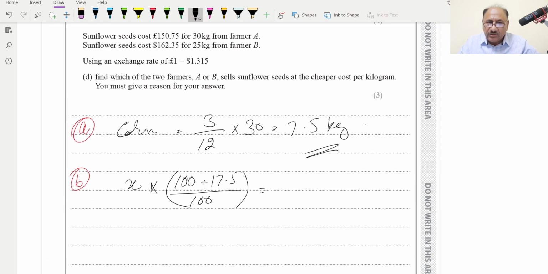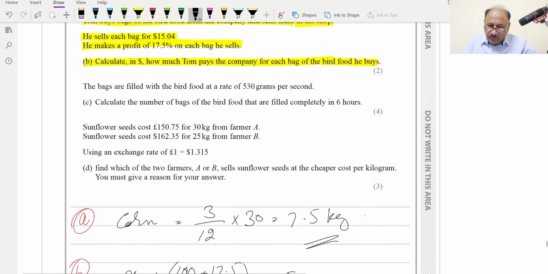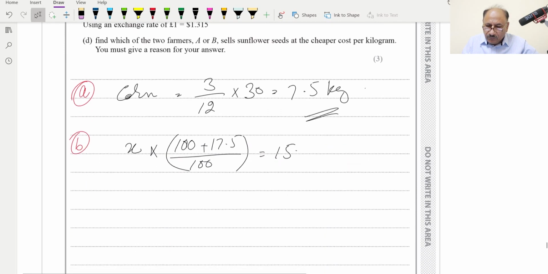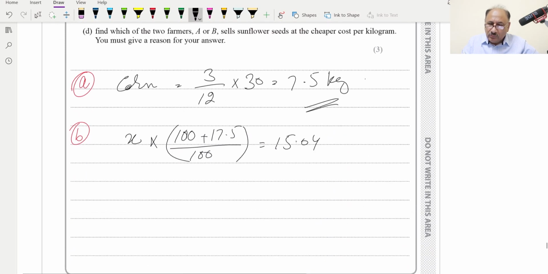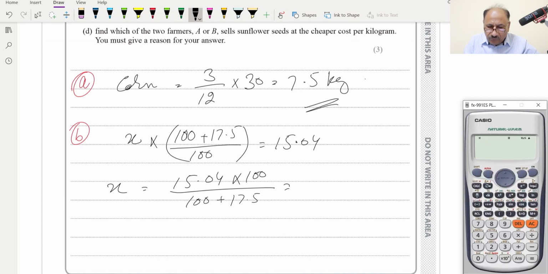So this is equal to 15.04, which is provided, and we can now solve for x. x is equal to 15.04 multiplied by 100 and divided by 100 plus 17.5, and this is equal to 12.8.